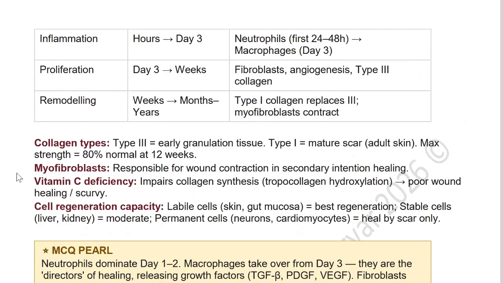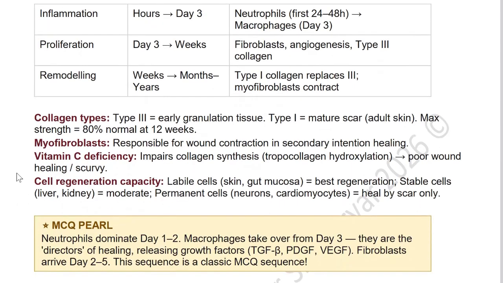Okay, so usually type 1 collagen, let's just discuss this now. So collagen types, type 3 is your early granulation tissue. Type 1 is mature scar or adult skin, and maximum strength, so 80% of normal at 12 weeks. Myofibroblasts are responsible for wound contraction in secondary intention healing. Vitamin C deficiency, you want to remember, impairs your collagen synthesis. So tropocollagen hydroxylation leads to poor wound healing or scurvy.